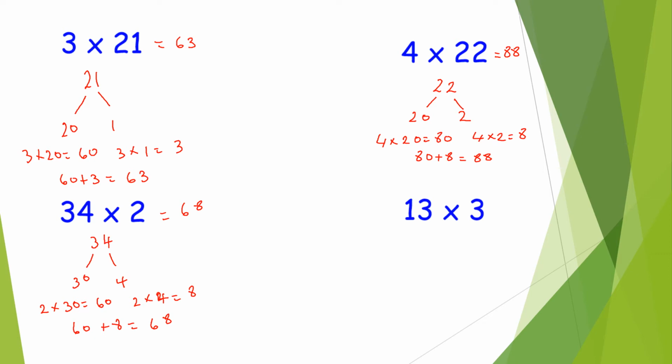Now let's have a look at 13 multiplied by 3. 13, we're going to partition into 10 and 3. We now multiply them both by 3. 3 times 10 equals 30, and 3 times 3 equals 9. 30 add 9 equals 39. So 13 multiplied by 3 equals 39. How did you do with your partitioning method for multiplication today? Fantastic if you had a very good try.